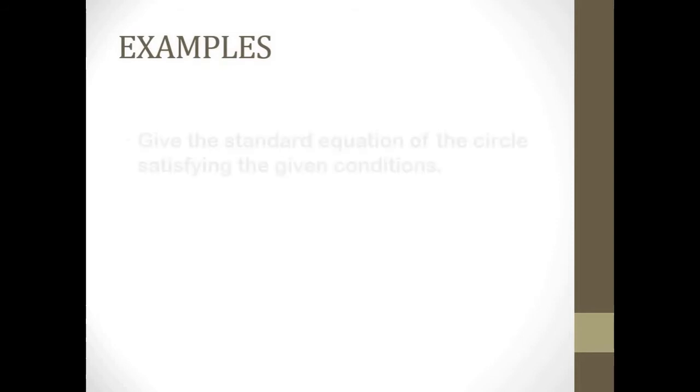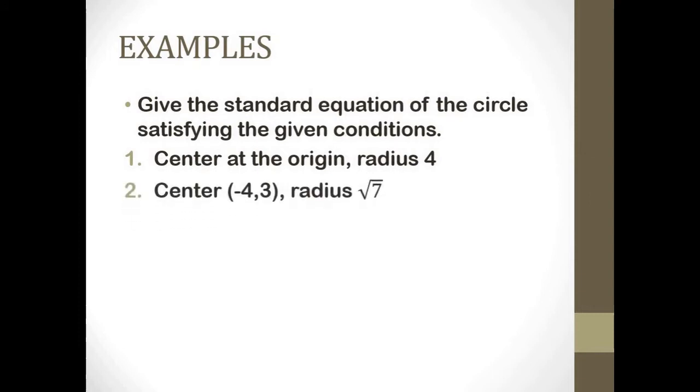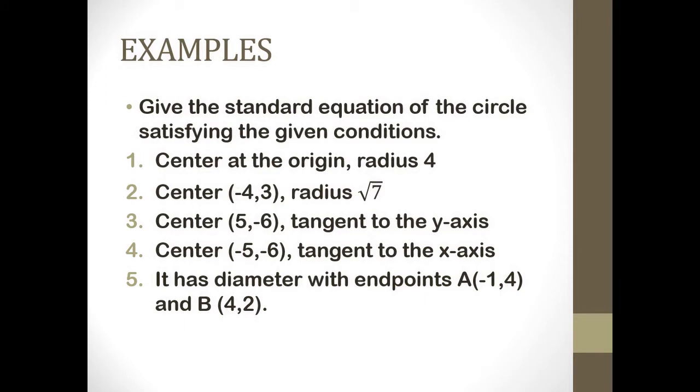Examples. Give the standard equation of the circle satisfying the given conditions. Number 1. Center at the origin, radius 4. Number 2. Center (negative 4, 3), radius square root of 7. Number 3. Center (5, negative 6), tangent to the y-axis. Number 4. Center (negative 5, negative 6), tangent to the x-axis. Number 5. It has a diameter with endpoints A (negative 1, 4) and B (4, 2).